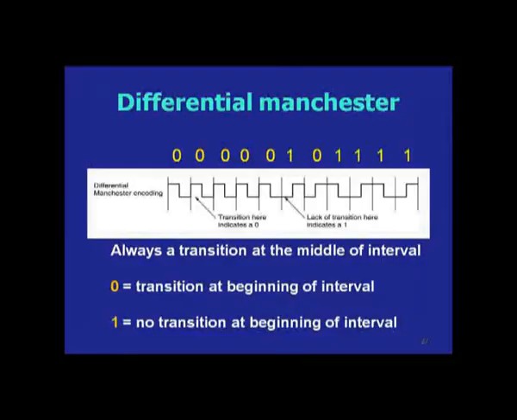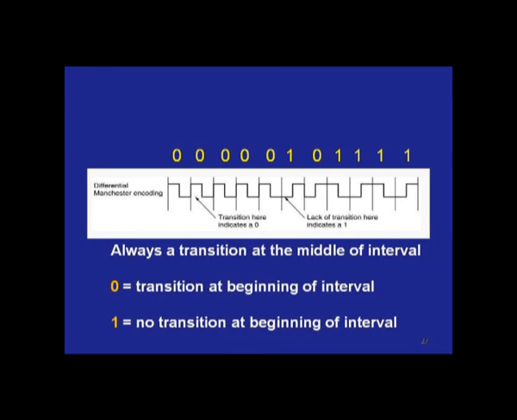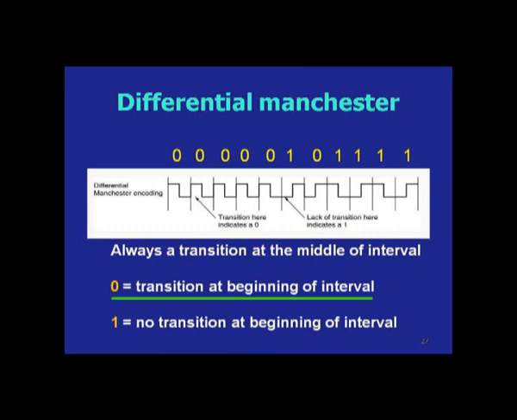To overcome this, we have another encoding scheme called the differential Manchester encoding, which is again similar to the Manchester encoding, but uses again that differential property. Remember what we talked about differential property. Differential always means that you are looking for some difference, not absolute value but a difference. So look at what happens over here. So here in differential Manchester encoding, you always have a transition at the middle of the interval, but a 0 is indicated by a transition at the beginning of the interval and 1 is indicated by no transition at the beginning of the interval. So let's look at what we have.